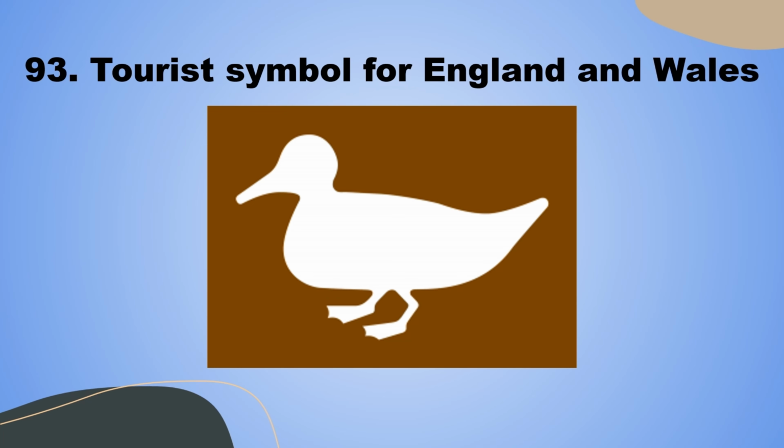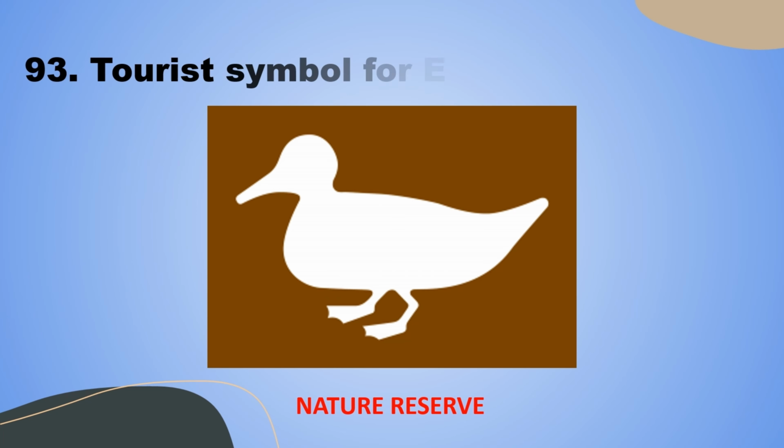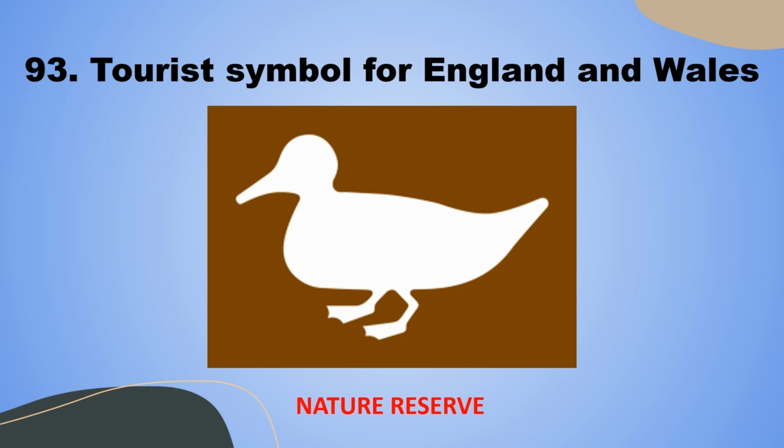So this is a tourist symbol for England and Wales. You have here a little duck. And the sign means this is a nature reserve. So to make it easier to remember, associate the brown color with the duck, and then you can easily recognize that this is a nature reserve.